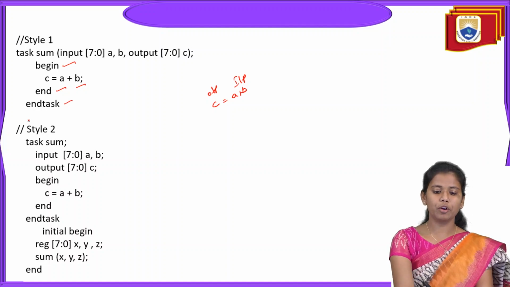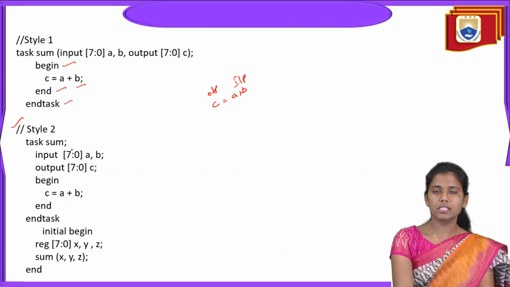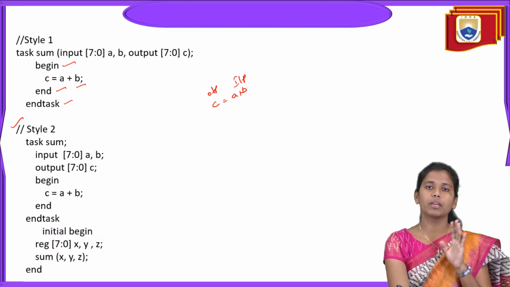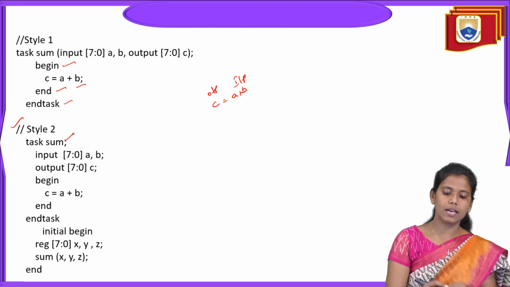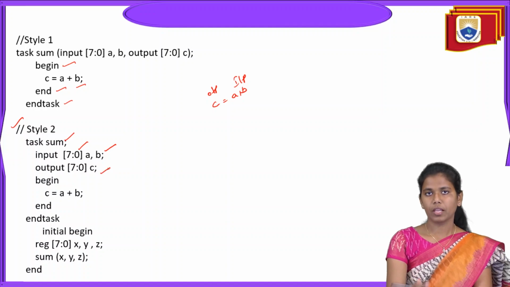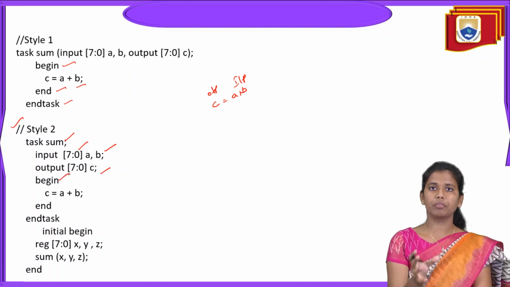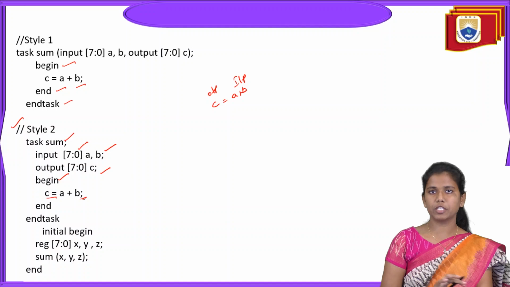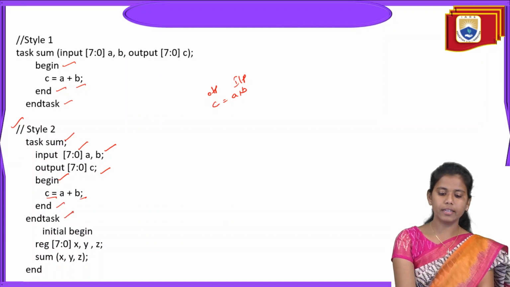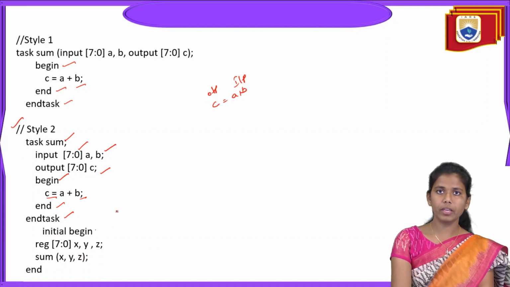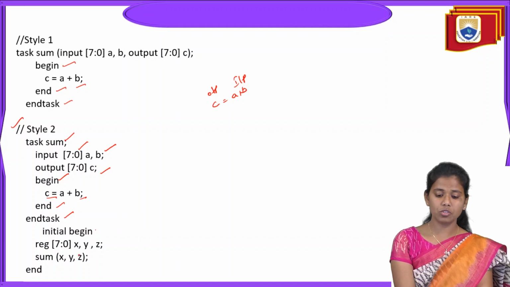This is another way of writing your code, style 2. Task sum, where we are just summing up the 2 input bits. Input [7:0] A and B, and output [7:0] C. Begin, then the continuous assignment statement, C equals A plus B, declared properly. Then end task. After that we have the initial begin, reg [7:0] X, Y, Z, sum X, Y, Z, end, and then end module.